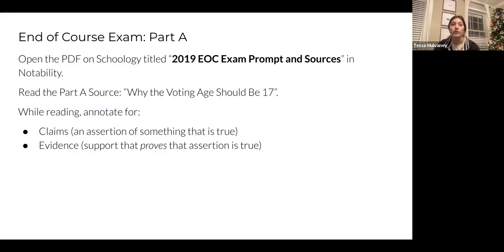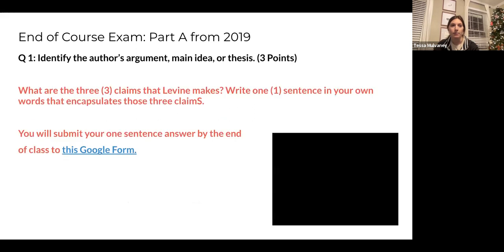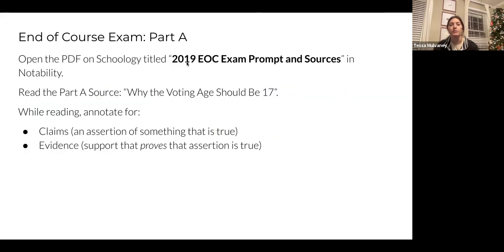Okay, so what you're going to do today, in just a minute, you're going to open the PDF on Schoology. I'll show you where it is in a minute, but it's called 2019 EOC Exam Prompt and Sources. This is a PDF. It is exactly what your exam would look like in May. So that's why we're practicing with these materials. And you're going to move that PDF over into Notability. You're going to read the Part A source. It is only 1 article. I'm going to show you where it is. The PDF also has the Part B 4 articles. We don't need that at all for the rest of this semester, so ignore it.